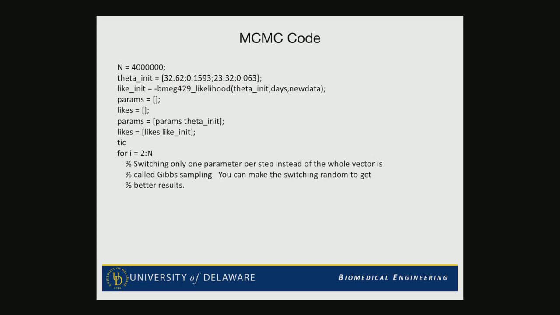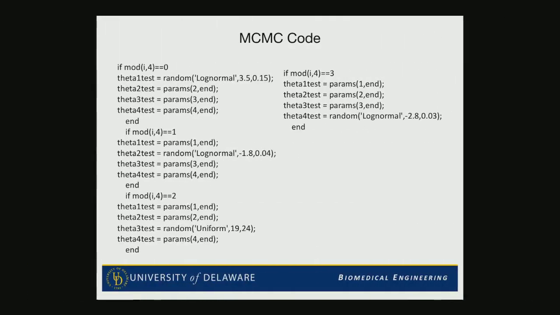Now, MCMC code, right, you initialize your likelihood by checking the likelihood of that first guess, using the same likelihood function I used for the optimization. Make some blank spaces to hold your parameters and likelihood values. Then fill in the first line of those using the initialization values. And then for i equals 2 to n, do your Gibbs sampling. There were 4 different parameters.